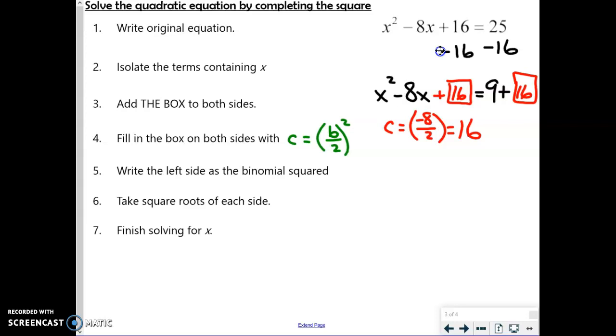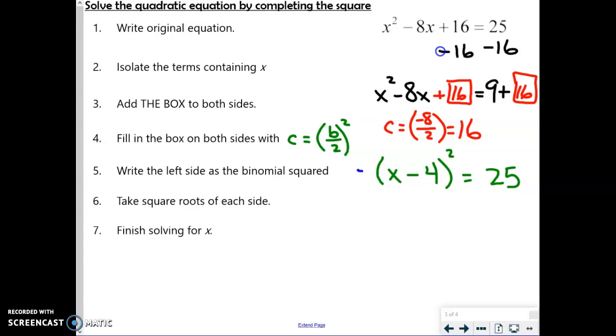So now if we take that back, remember it's always x minus, because it's negative 8, the square root of c, which in this case is 4, that binomial squared, and that would be equal now to 25. So the next step here, it says, is to take the square root of each side, which puts us right back to our lesson from lesson 8.2.